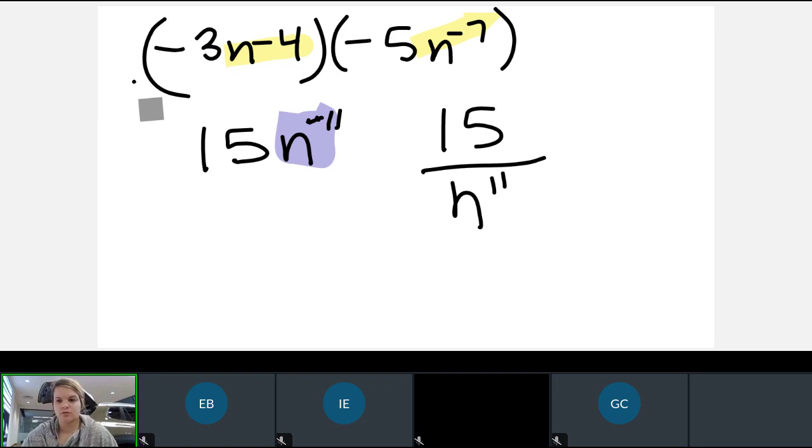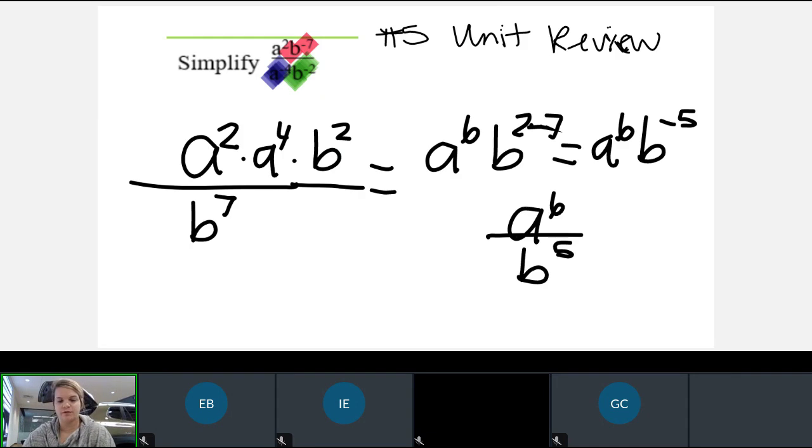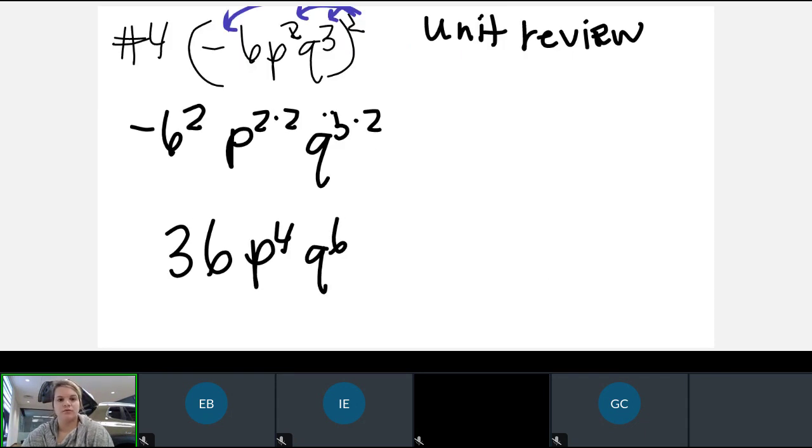If you need me to show number 4 and 5 again, I can if you just want to check your answer. But remember, you have to show all your work. So this is number 5. Destiny, if you want to check that one. A to the 6th over b to the 5th should be the answer. And number 4 is 36 p to the 4th, q to the 6th. Okay, I'm going to help Stormy now with the last question on the review.